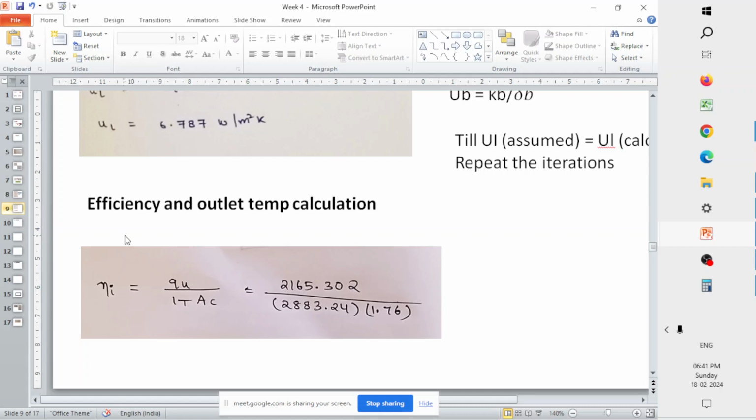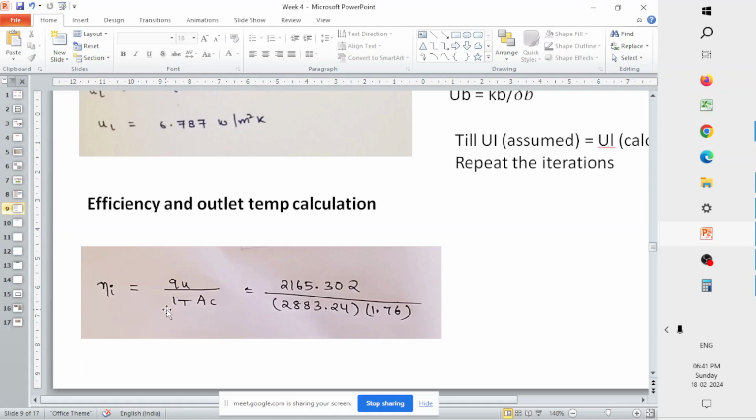We want to calculate the efficiency of our flat plate collector system, which is nothing but the useful heat gain to the radiation incident on the collector. So what is efficiency? Once again I am repeating, the useful heat gain to the radiation incident onto the collector. So Qu by IT Ac can also be written as Qu divided by S Ap.